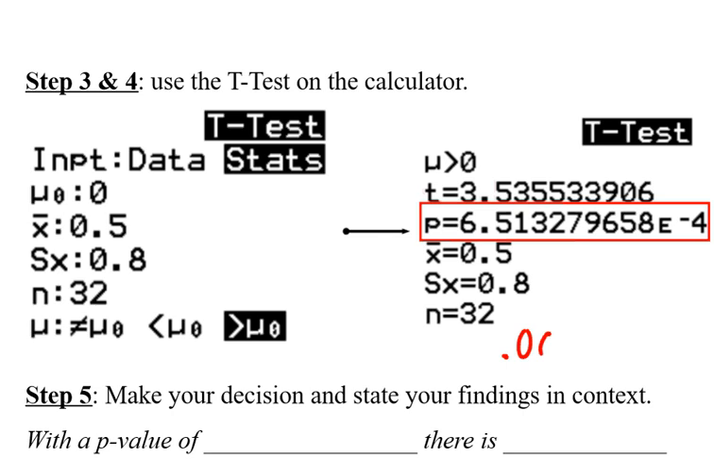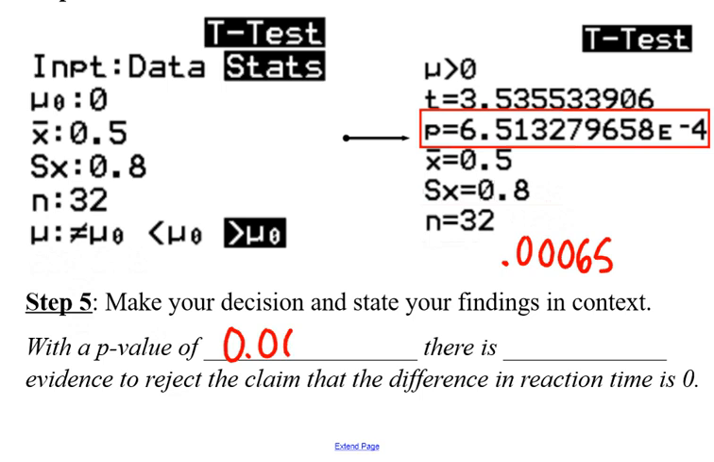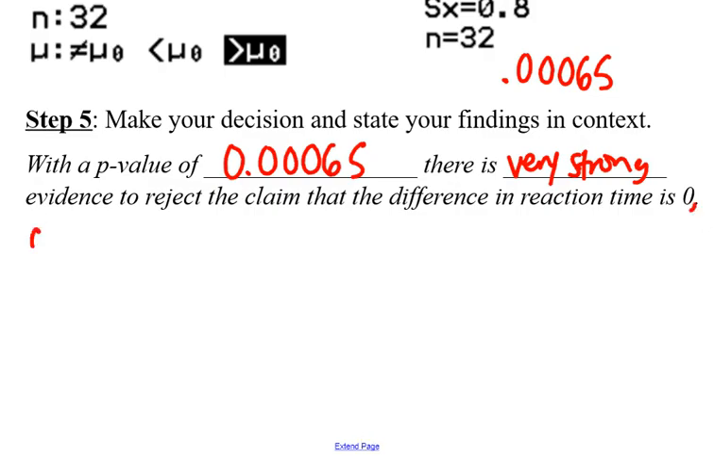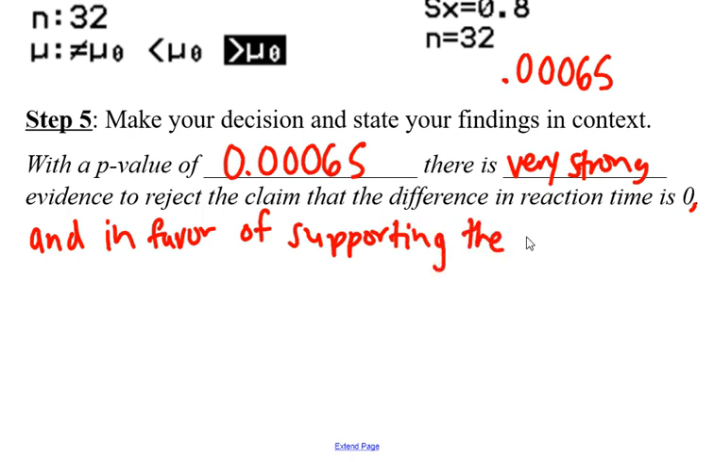That is 0.00065. So with a p-value of 0.00065, there is very strong evidence to reject the claim that the difference in reaction time is 0, and we can even say more, in favor of supporting the alternative that the reaction time increases.